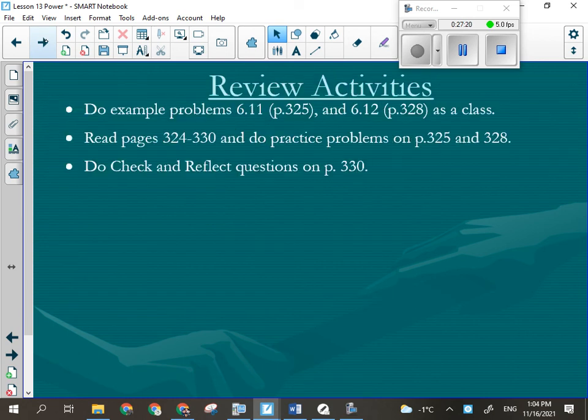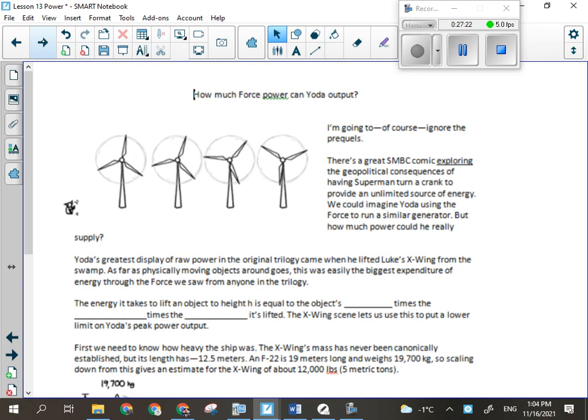Okay, we're going to look at something strange. It's an exercise to help us review some work energy theorem as well as some power applications. There was this paper that came out a while ago. It was a comic book. It was a comic, actually, that explored the geopolitical consequences of having Superman turn a crank to provide unlimited energy to the world.